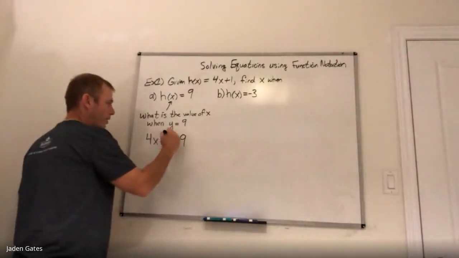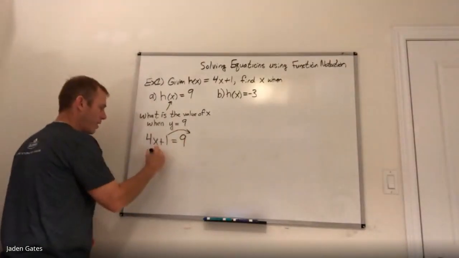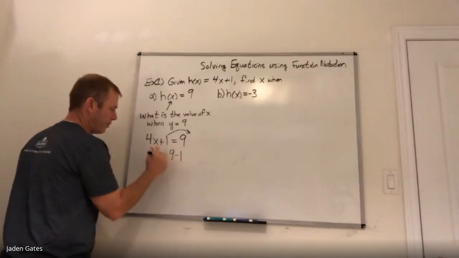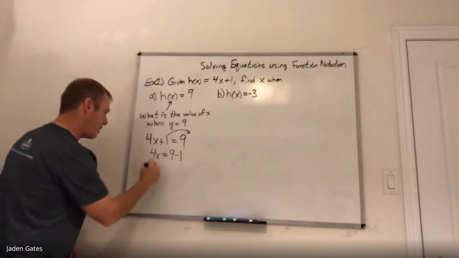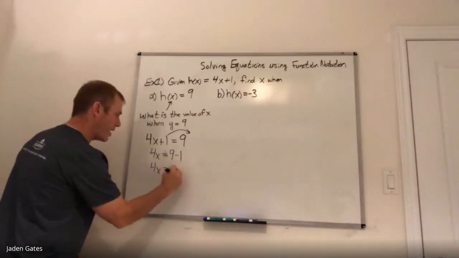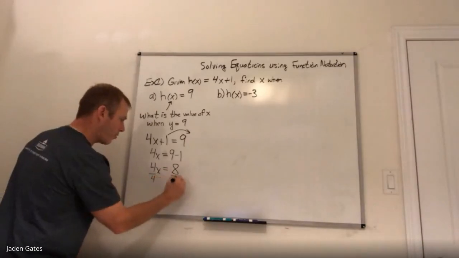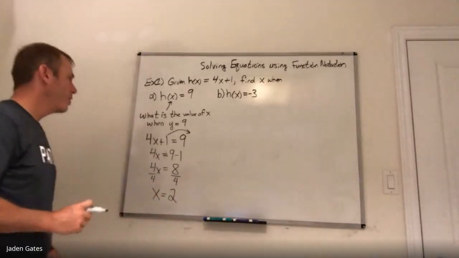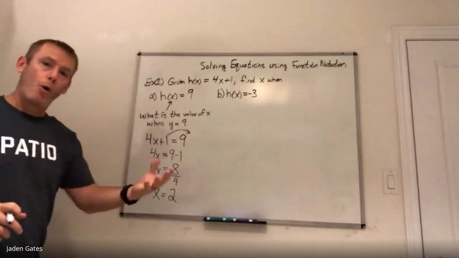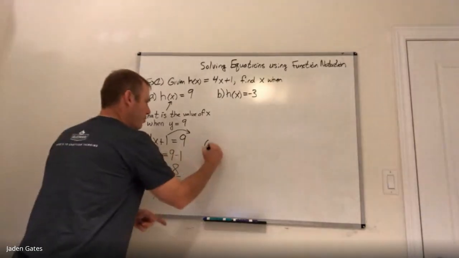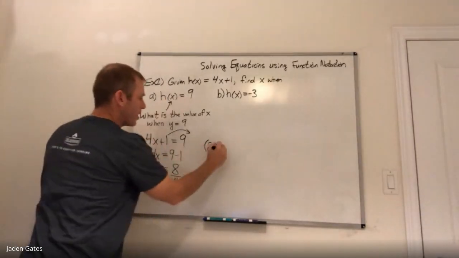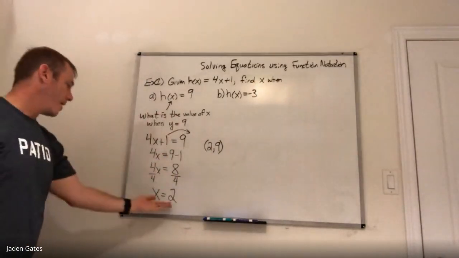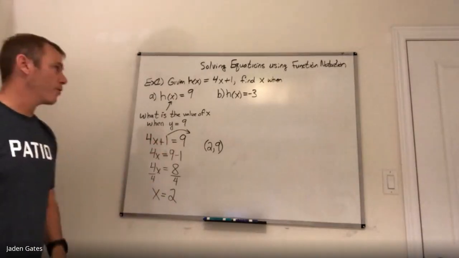So I'll bring the 1 over to the other side. So I've got 4x equals 9 minus 1. Again, 9 minus 1 is 8. Divide both sides by the numerical coefficient, and it looks like x is 2. So on a graph, that point would be an x value of 2 and a y value of 9. Or in this case, because it's an equation, when y is 9, x equals 2, or when x equals 2, y is 9, however you want to look at it.